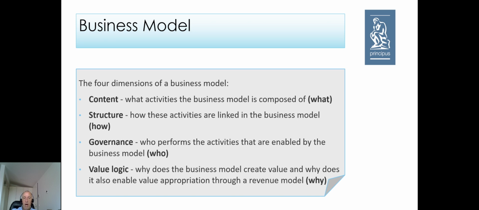Similarly, Raphael Amit and Christoph Zott, in their business model innovation strategy, talk about four dimensions of a business model in connection with what, how, who, and why. In their description, what is about content, how is about structure, who is about governance, and why is about value logic.